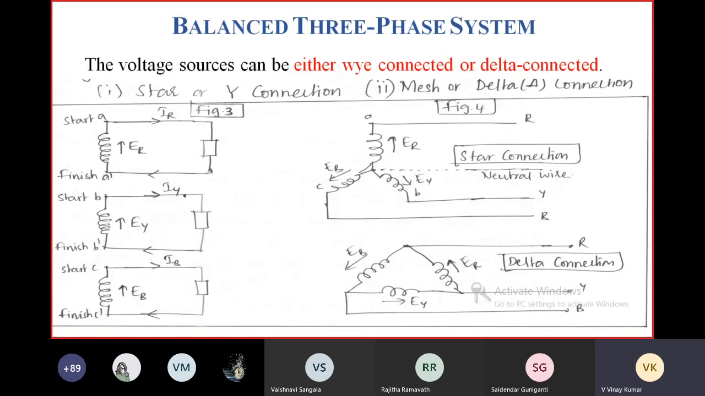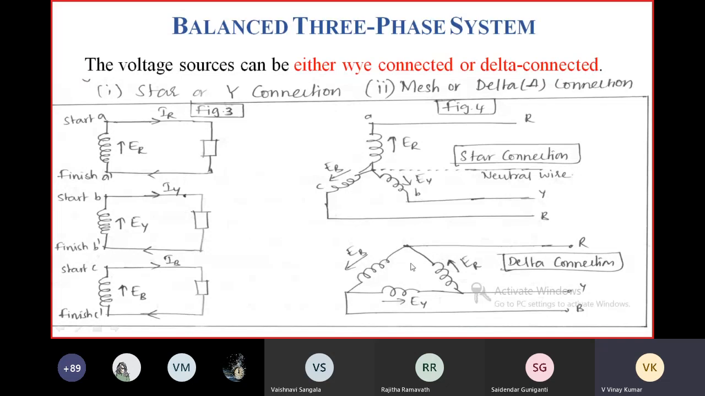Instead of making such an arrangement, it is better to have two connections. If a separate load is connected across each winding, it is difficult to have such an arrangement, and 6 connectors are required to transmit power. So instead, let me have two connections: one is the star connected system and the other one is the delta connected system.